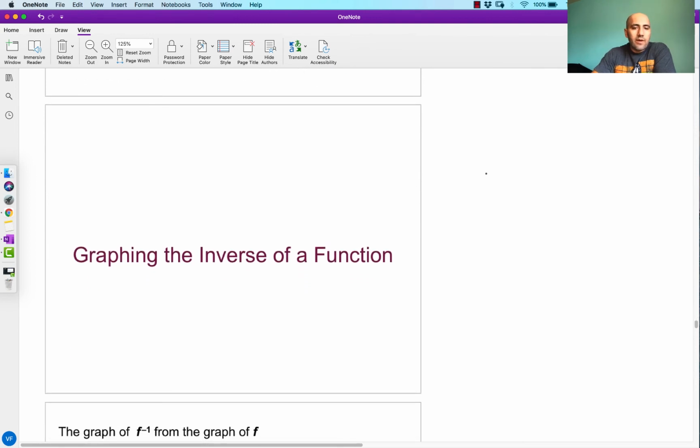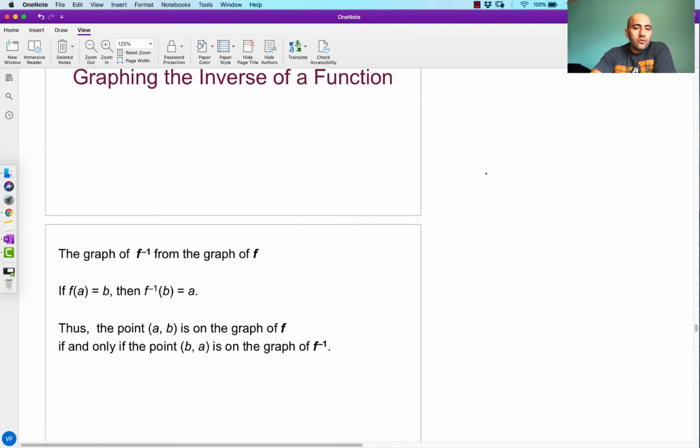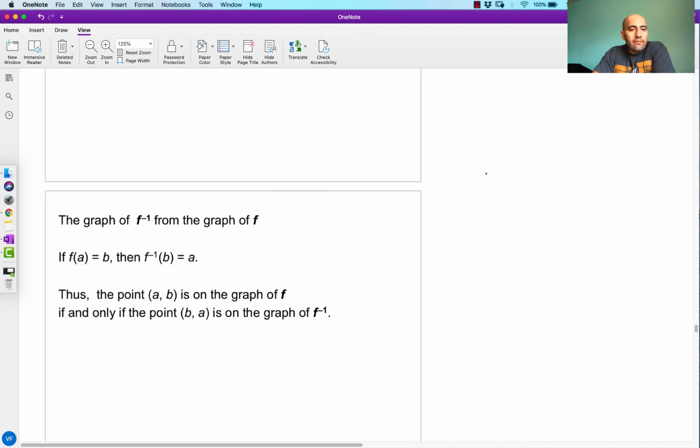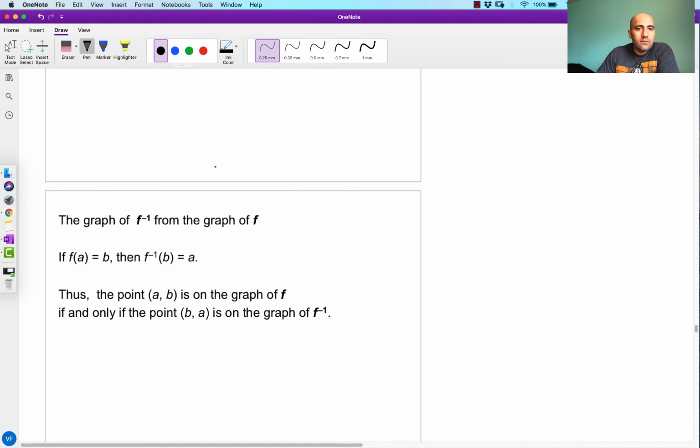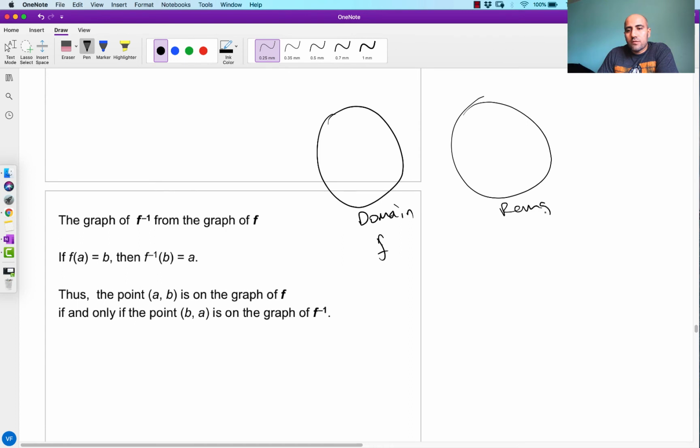Okay, so now graphing the inverse of a function. So the graph of f inverse from the graph of f. So if f of a equals b, then f inverse of b equals a, right? That's the definition. So again, with our jelly bean description of these, we have some sort of domain of f, and then that leads to some range of f. So if there's a little a here, then we plug it into there. Then it leads to some value b.